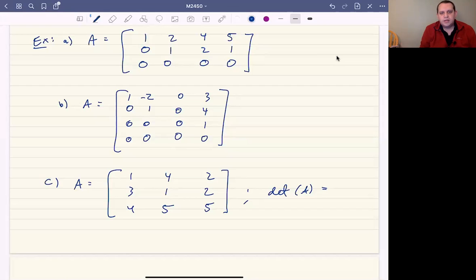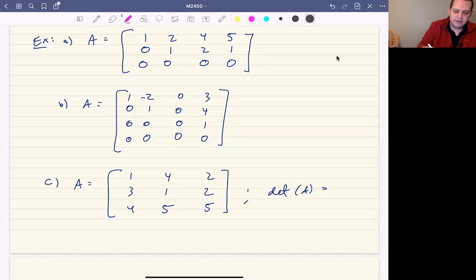So I want to do a few quick examples of finding the rank of a matrix. I'm going to start by giving you two matrices that are already in row echelon form, and that makes it super easy to find the rank, because the rank is just the number of pivots, or to say it another way, the number of leading ones that we're going to have in our row echelon form.